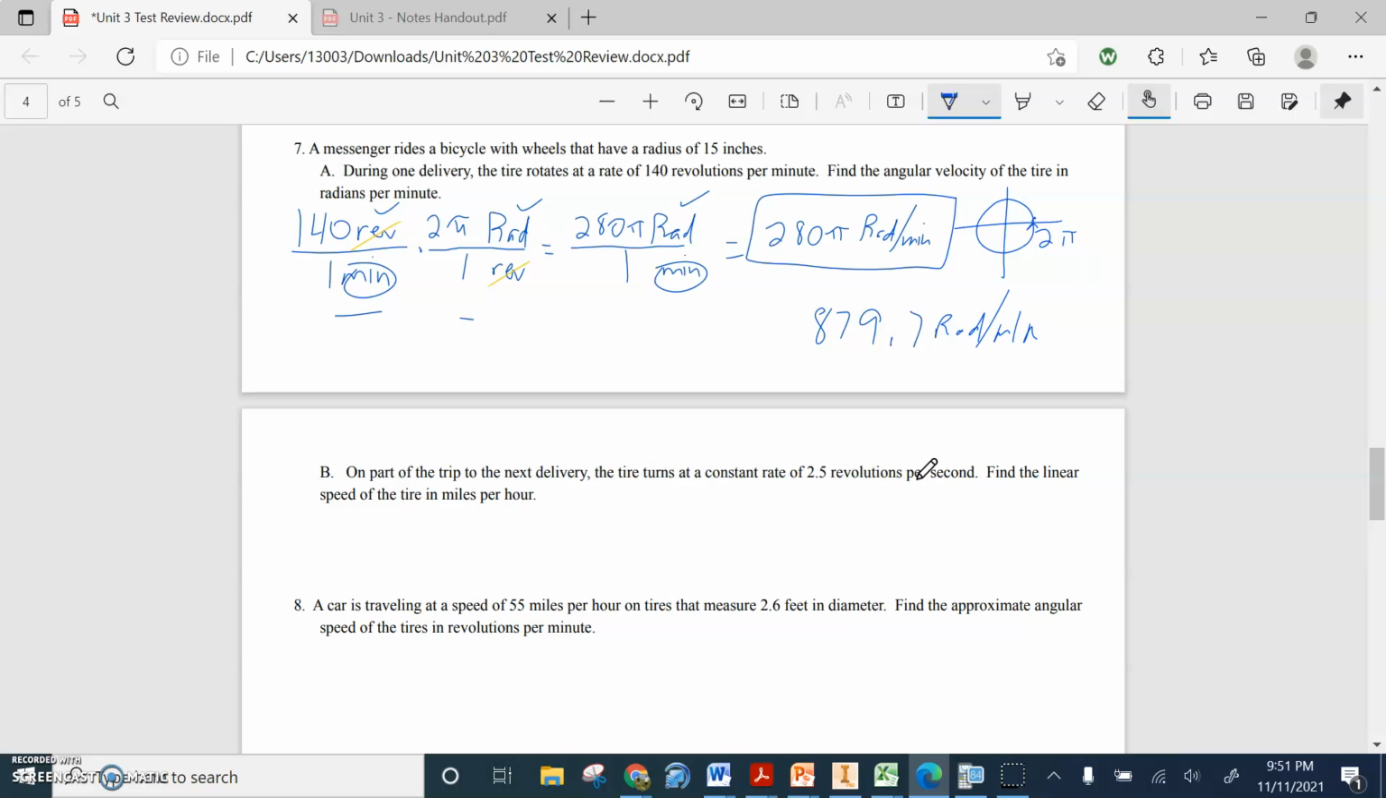It's asking you to find the linear speed. So find the linear speed in miles per hour. So this one's no different than A, except we just have more fractions to do. So we have 2.5 to start with. That was revolutions per, oh no, sorry, I almost said per minute. That would be very slow.